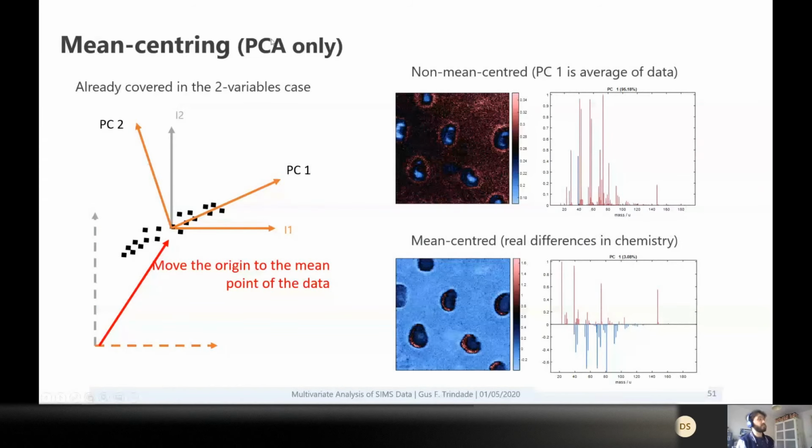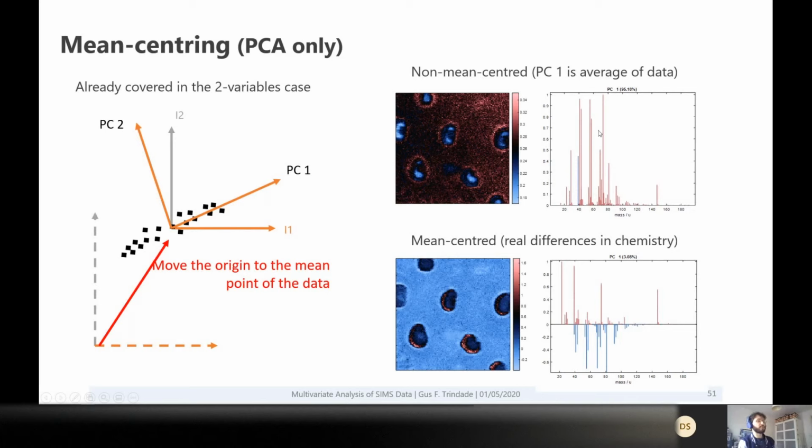So this one is only for PCA, the mean centering. As I explained in the two variables case, if we don't mean center, we have to move the origin to the average of your data. If you don't do this, the principal component 1 will show you the average of your data. So here, an example using an imaging data set. If you don't mean center, that's what you get in the first principal component.